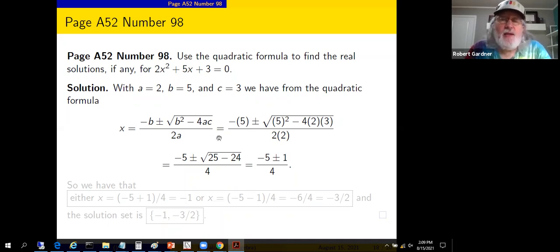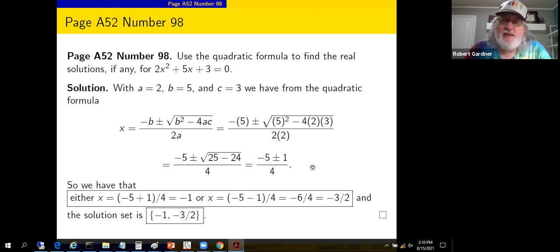Doing the arithmetic, we get negative 5 plus or minus the square root of 5 squared, which is 25, minus 4 times 2 times 3, that's 8 times 3, that's 24. So we'll have 25 minus 24, over 2 times 2, which is 4 in the denominator. 25 minus 24 gives us the square root of 1, which is 1. And we get negative 5 plus or minus 1, over 4. That's an acceptable expression for the solutions. There are 2 of them because of the plus or minus. Let's explicitly figure out what they are, though.